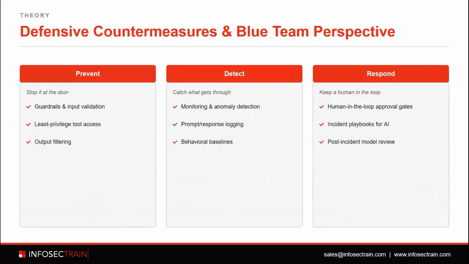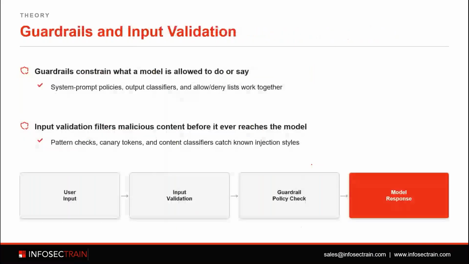Now, the defensive countermeasures: prevent, detect, and respond. For prevention, you will use guardrails and input validation, least privilege tool access, and output filtering. For detection, monitoring and anomaly detection, prompt logging and response logging, what prompt the user is giving and what response the user is getting, right? The behavioral baselines you will be taking care of. And then for response, keep human in the loop, approval gates, incident playbooks for AI, post incident model review, right? So that will be the defensive.